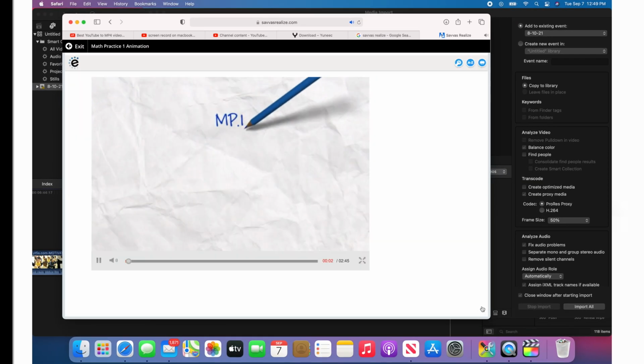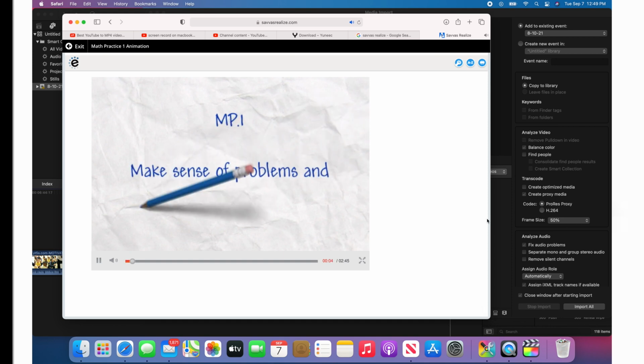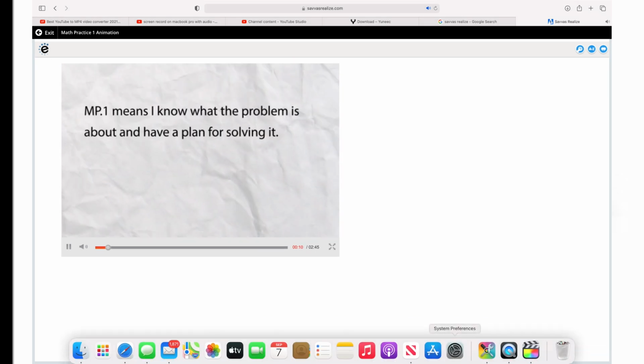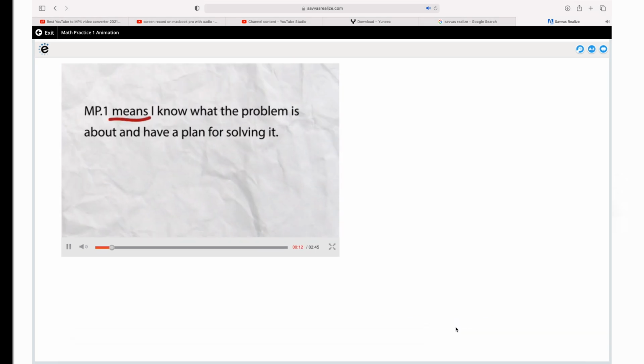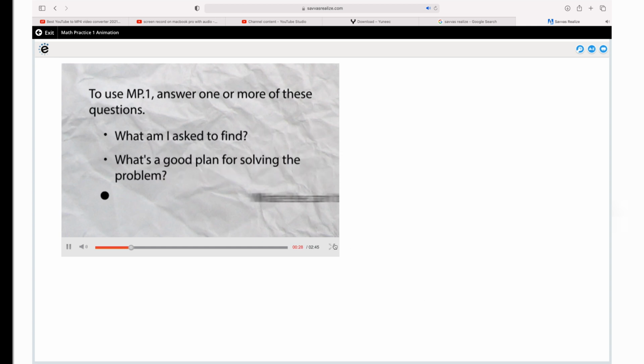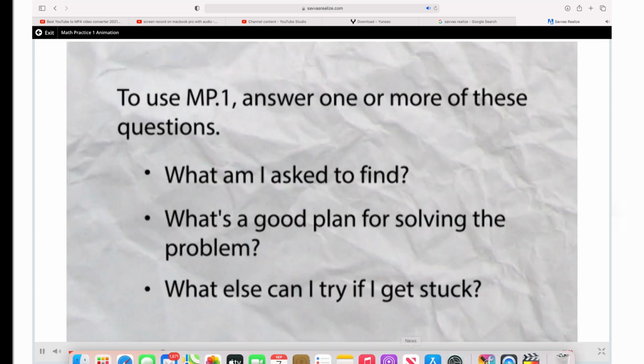Math Practice 1. Make sense of problems and persevere in solving them. MP1 means I know what the problem is about and have a plan for solving it. I will keep trying if I get stuck. To use MP1, answer one or more of these questions. What am I asked to find? What's a good plan for solving the problem? What else can I try if I get stuck?